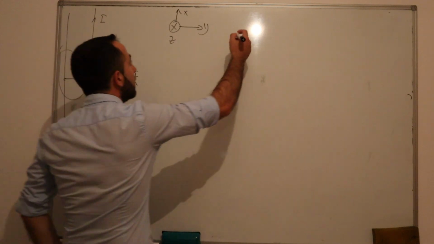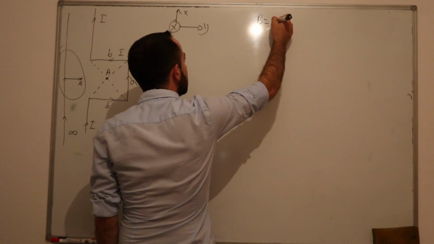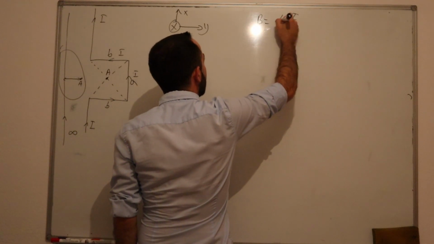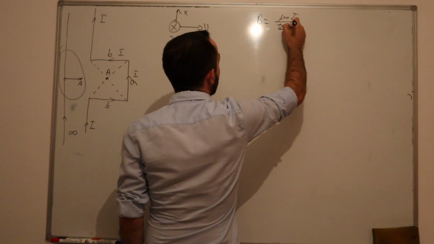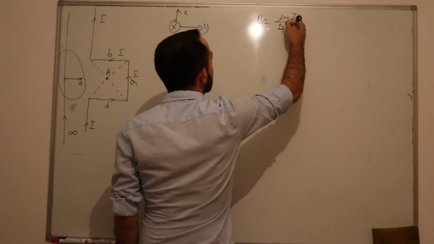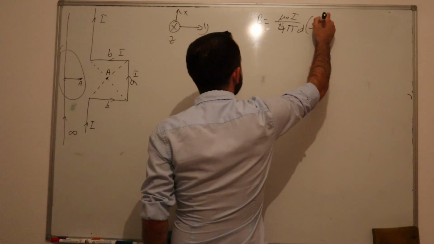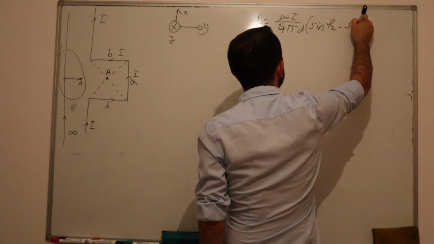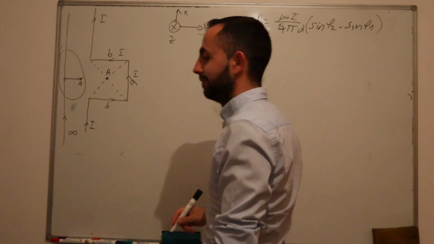Firstly, once again, the Biot-Savart law: B equals mu 0 I over 4 pi d, where d is distance, times sin phi2 minus sin phi1.